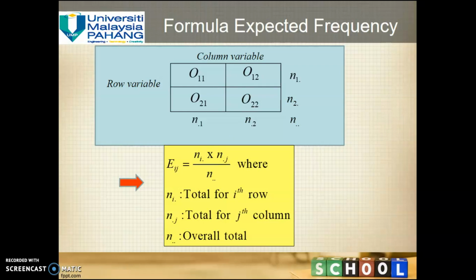Okay, I forgot to mention, for the contingency table, there is no assumption for the E. So E can be less than 5. It can be less than 5. No need to do anything because there is no assumption for the E for the contingency table.